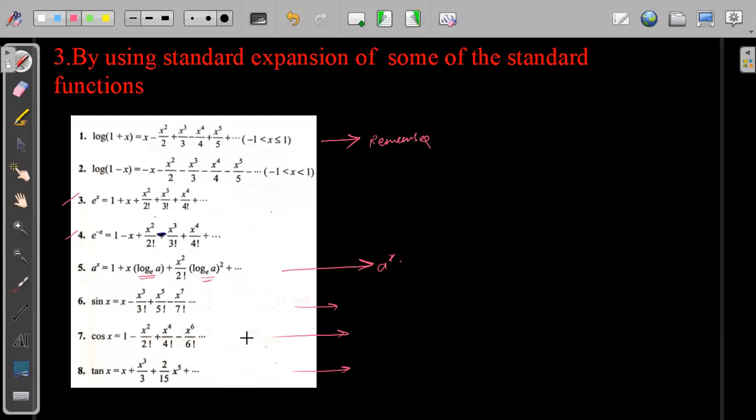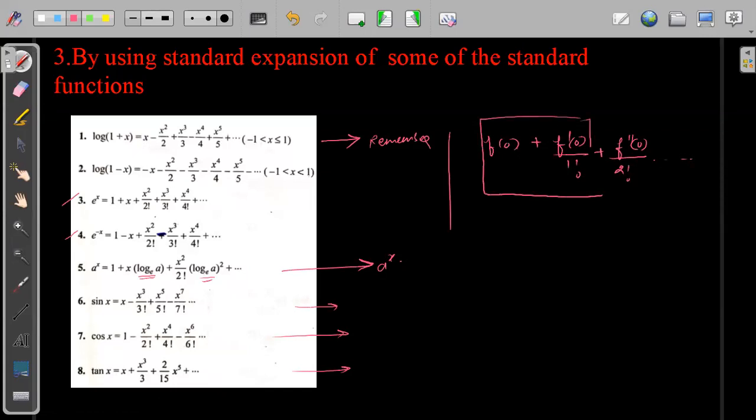Now the way in which I remember is, first you substitute f of 0, that will be the first term. Then next is f dash of 0 divided by 1 factorial. Then next is f double dash of 0 divided by 2 factorial, and so on. If you are able to write the first two terms, you will always remember the remaining terms, because it always follows a particular pattern.